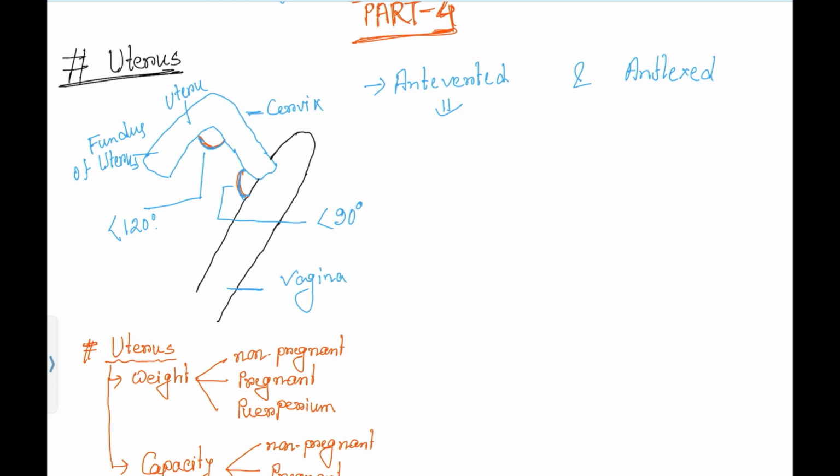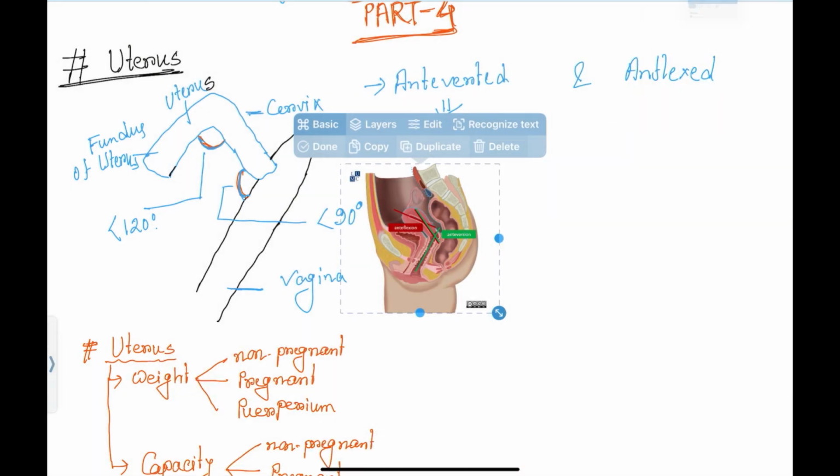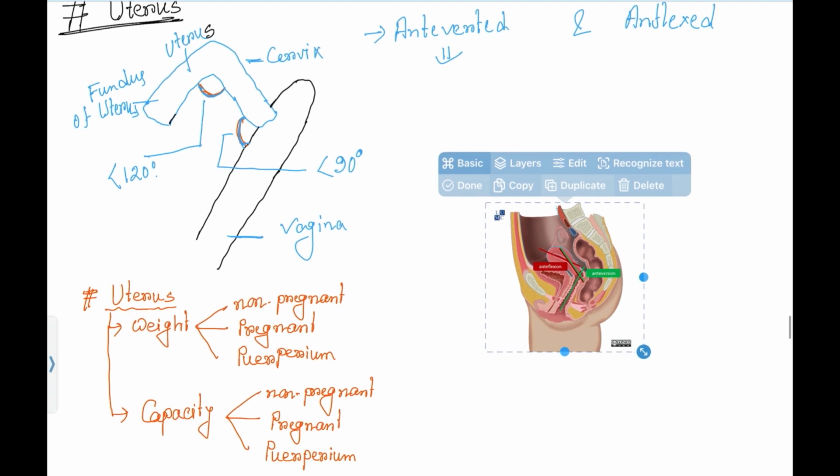Now let's move forward to understand the next part, and that is your uterus. I have drawn these pictures, like this is your uterus and how it is situated with the vagina and cervix. The normal uterus position is anteverted and anteflexed. Now what is this anteverted and anteflexed? Well, I will show you one picture. Let's paste this picture here.